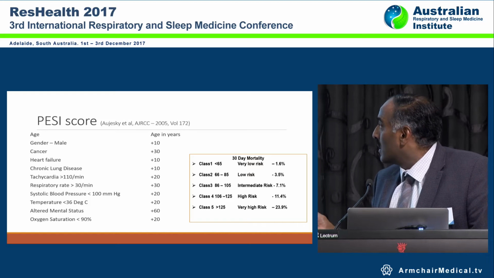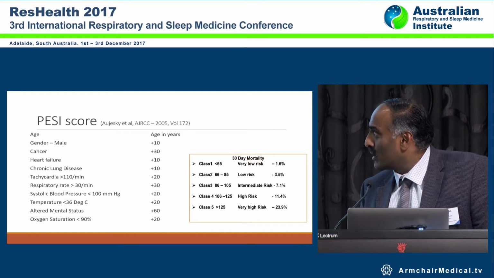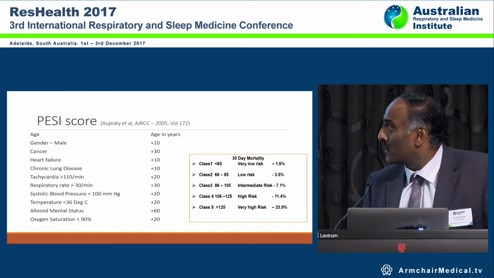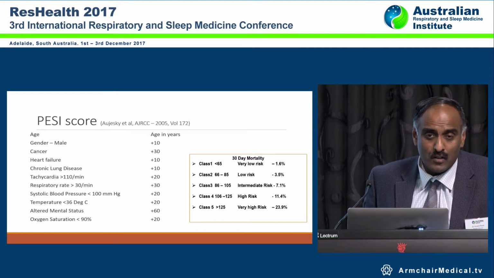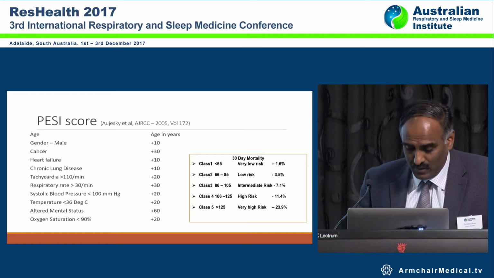So the data looks good, but do we actually believe that clinicians will do an accurate calculation at this end? I think not. The more complicated you make the score, the less it's going to be used.